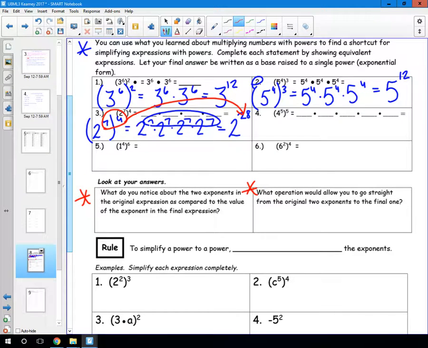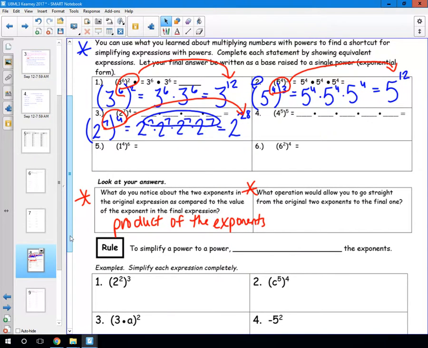Let's look at another one. Look at these 2 exponents here, and if we compare them to our answer, what do they have in common? 6 and 2 to get 12, or 7 and 4 to get 28, or 4 and 3 to get 12. What do you notice? That's right. Every time, the answer is the product of the exponents.